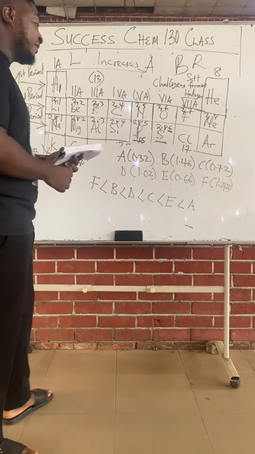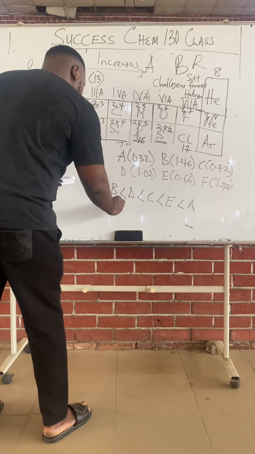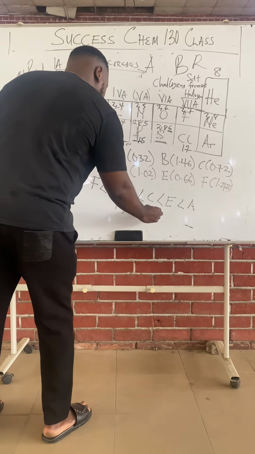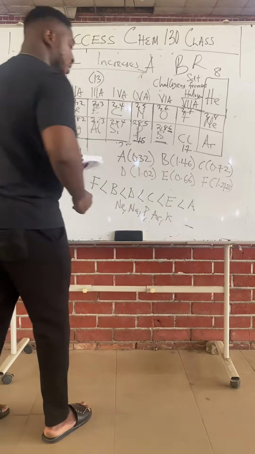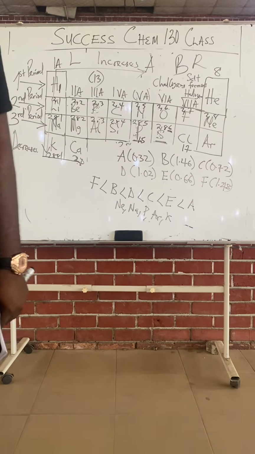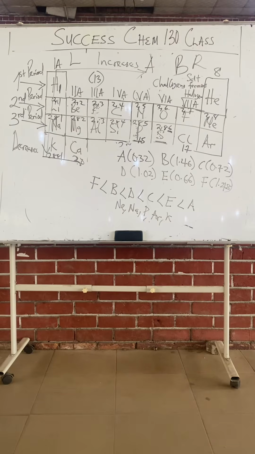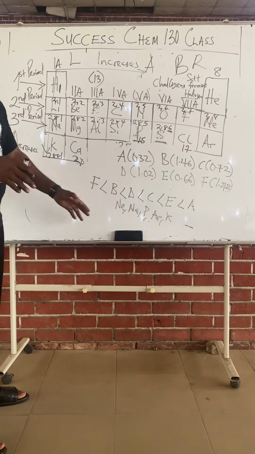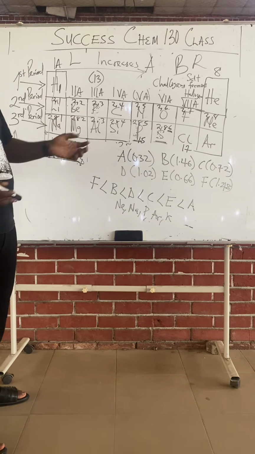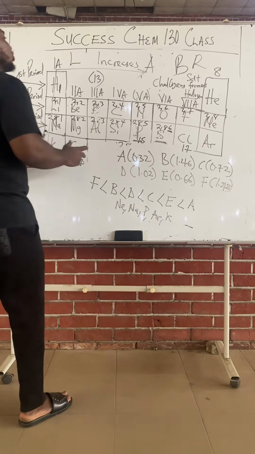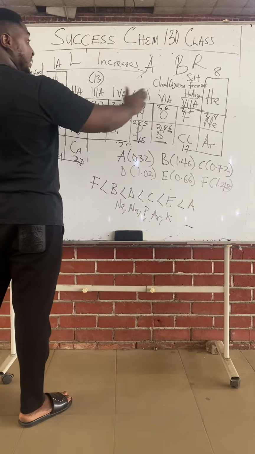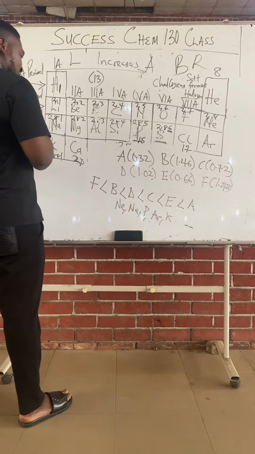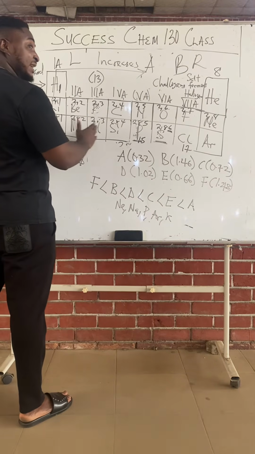Arrange the following in order of increasing ionization energy: Ne, Na, P, Ar, K. Ne is neon, right? In increasing ionization energy, this one will not use atomic size. We will use the periodic table. What do we say happens to ionization energy in the periodic table? It increases across and reduces down. So across the period, ionization energy increases.